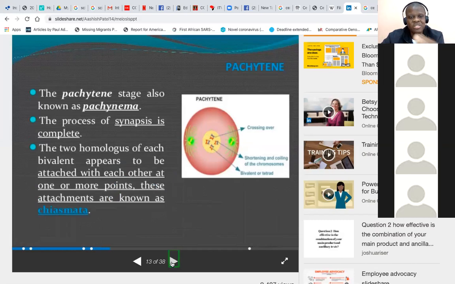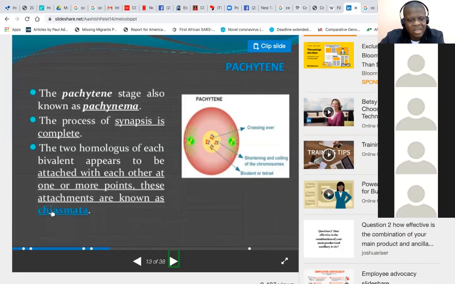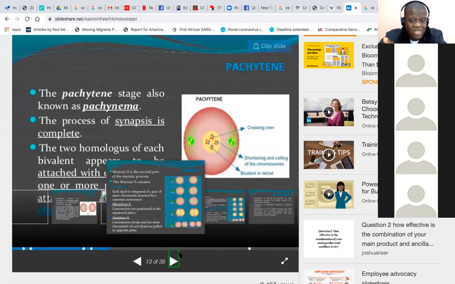The other subdivision is pachytene, where the process of synapsis is complete, and the two homologous chromosomes that are together appear to be attached to each other at one or more points. You can see that they appear to be attached slightly together, and this enables crossing over. The point of attachment at which the chromosomes are attached to one another is called the chiasmata. So that is what happens at that stage.